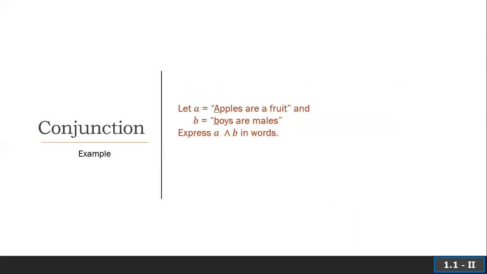Let's take a look at an example. If A is the proposition apples are fruit, and B is the proposition boys are males, then let's express A and B in words. Apples are fruit and boys are males. So we would have to assign a truth value to that entire package. We would put the whole thing in quotes. It would be one concept now.